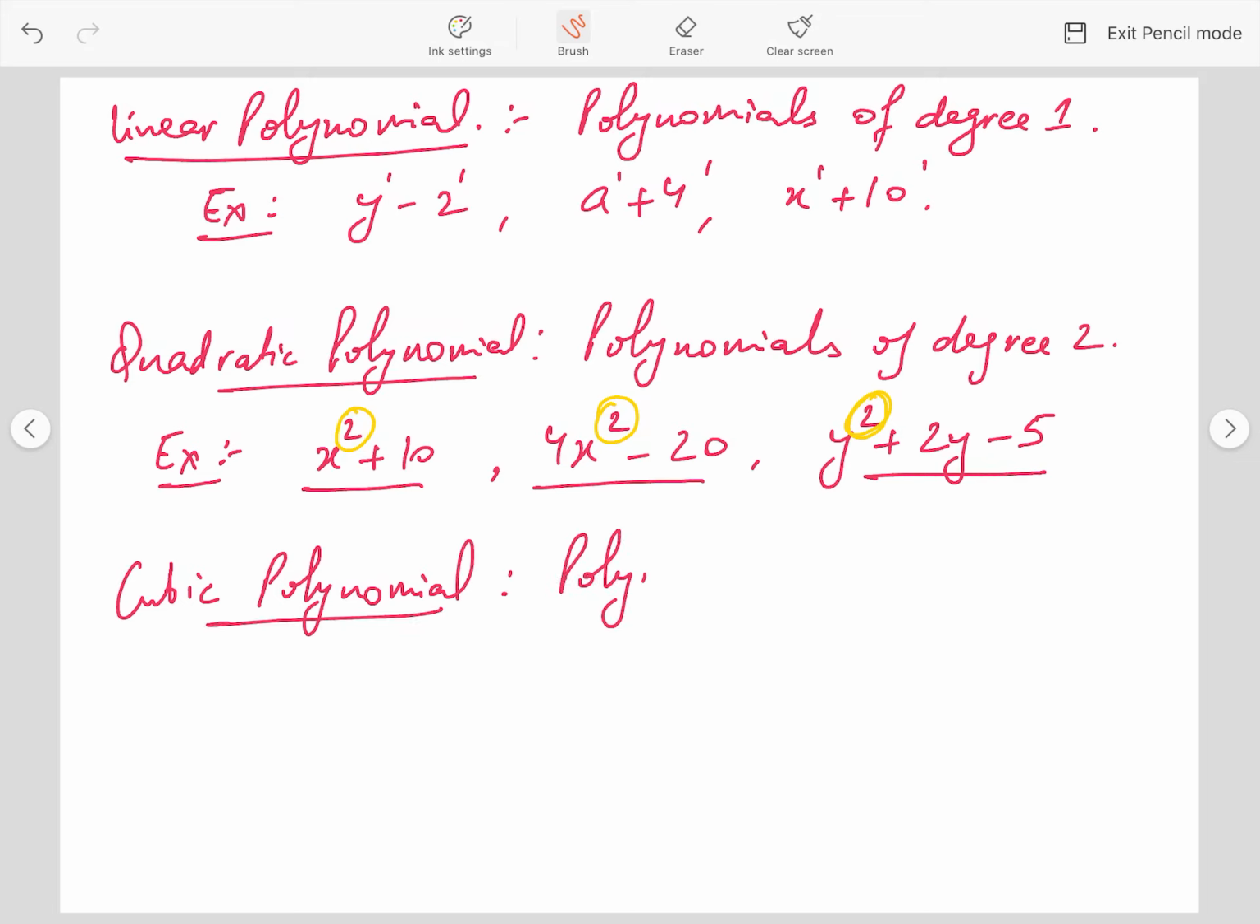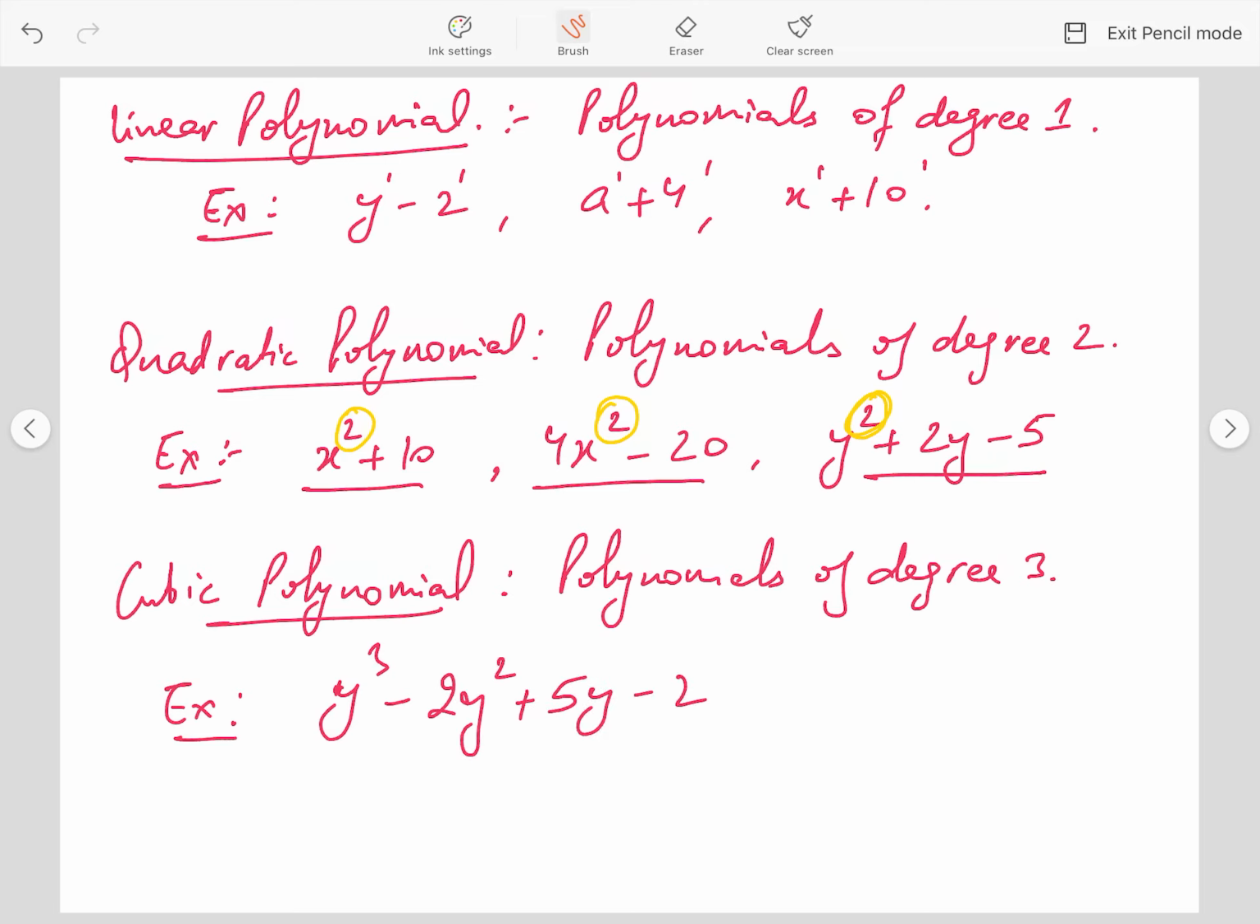Cubic polynomials are those polynomials which are of degree 3. Now look at an example: y cube minus 2y square plus 5y minus 2. In this example the highest power is 3, so the degree will be 3 for this polynomial. So this will be a cubic polynomial having degree 3.